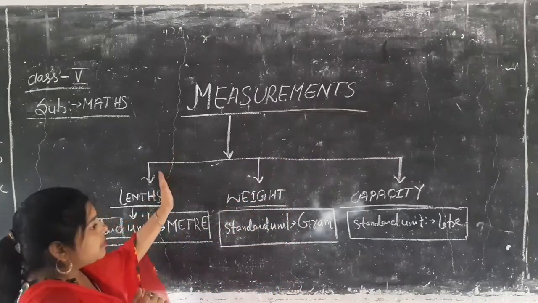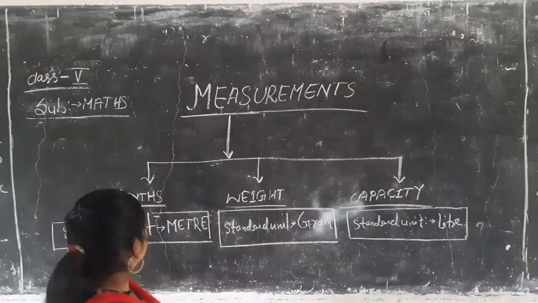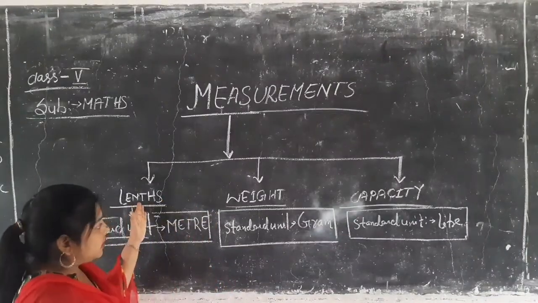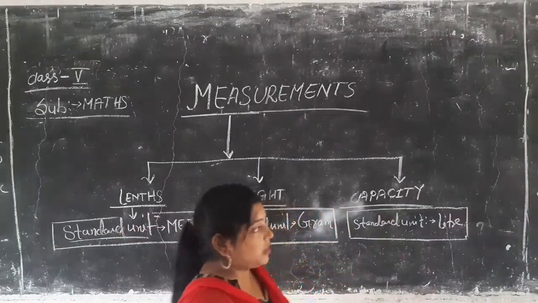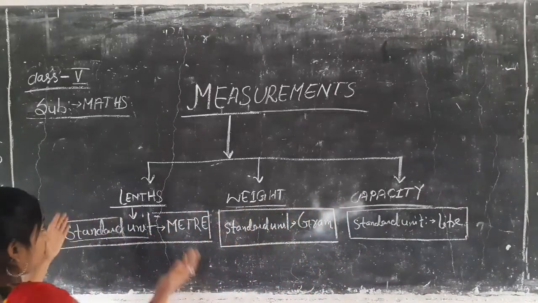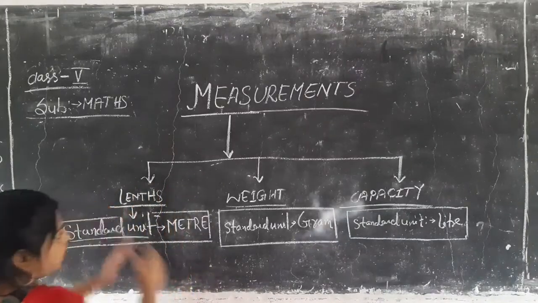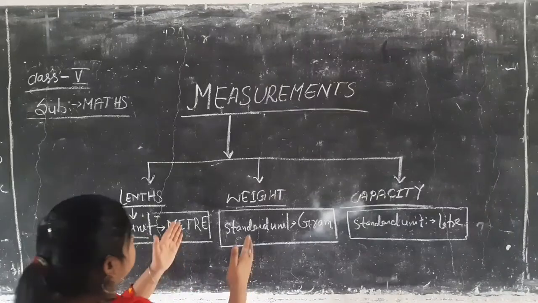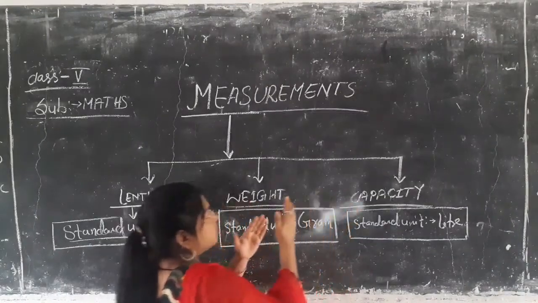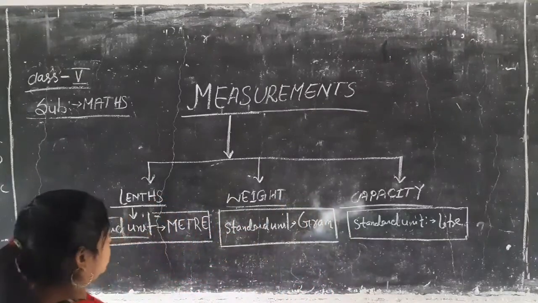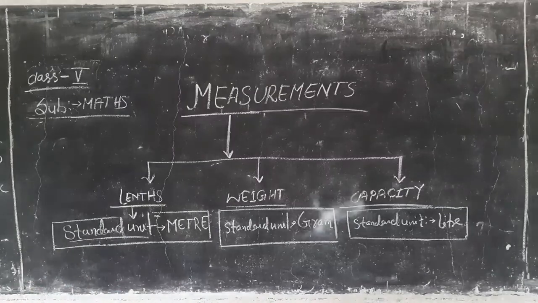Now measurements will be divided into three parts. The first part is length, the second is weight, and the third is capacity. So, what is the measurement unit of length, the measurement unit of weight, and the measurement unit of capacity? We will discuss them in their chapters.